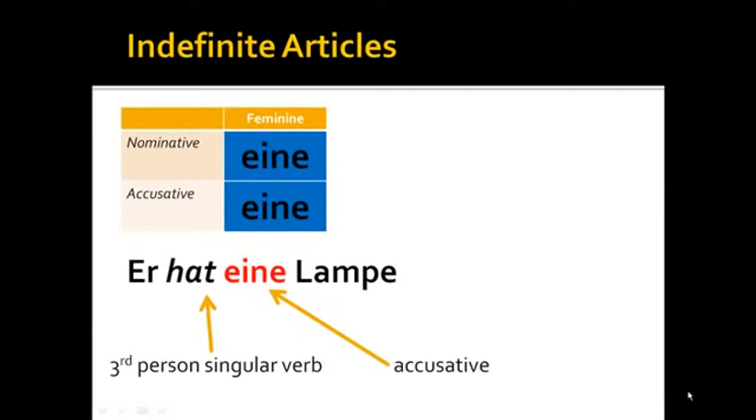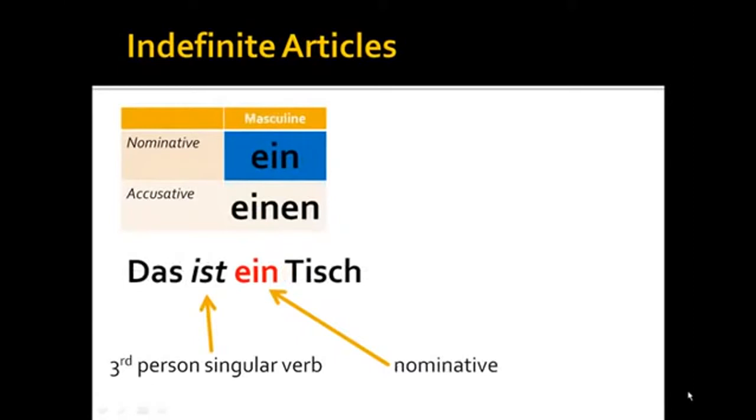All right, let's make that point a little bit clearer by looking at a similar sentence using a masculine noun. Das ist ein Tisch. That is a table. Again, I know it's der Tisch. It's a masculine noun, and I'm identifying the Tisch, the table, as being a table. Therefore, there's no action. No person is performing something. So it's going to be in the nominative case. Therefore, I'm going to use the nominative masculine form of the indefinite article. Das ist ein Tisch.